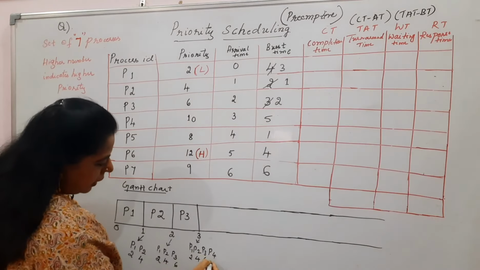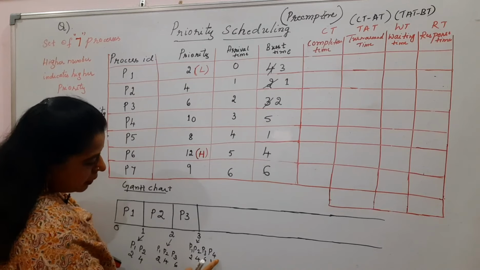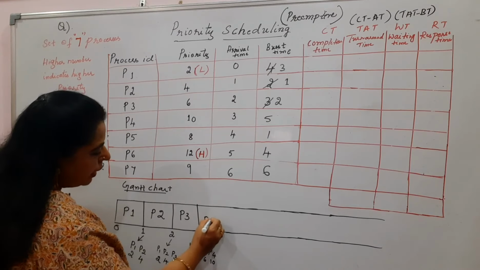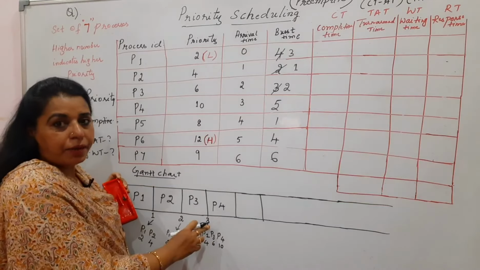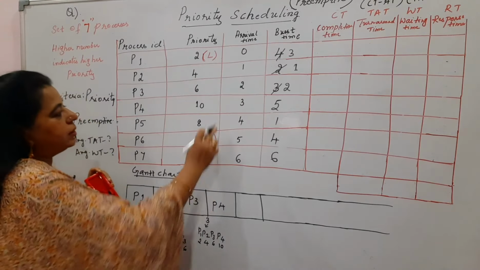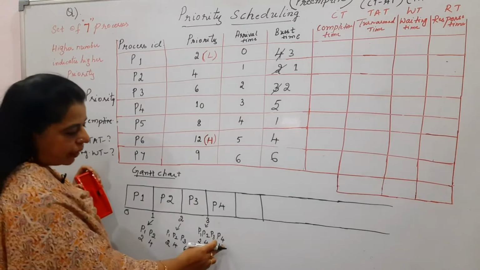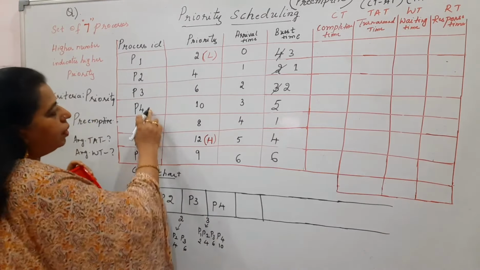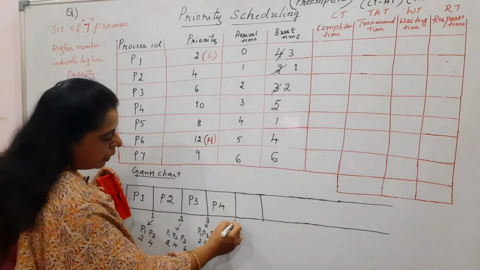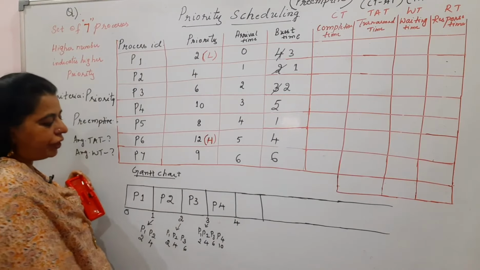P4's priority is 10. Out of these, P4 has the higher number, so P4 will get scheduled now. At time unit 3, what do you need to check? Which processes have arrived? At time unit 3, P4 has arrived, so write its priority too. Out of these, P4 has the highest priority, so it will execute for 1 unit of time.